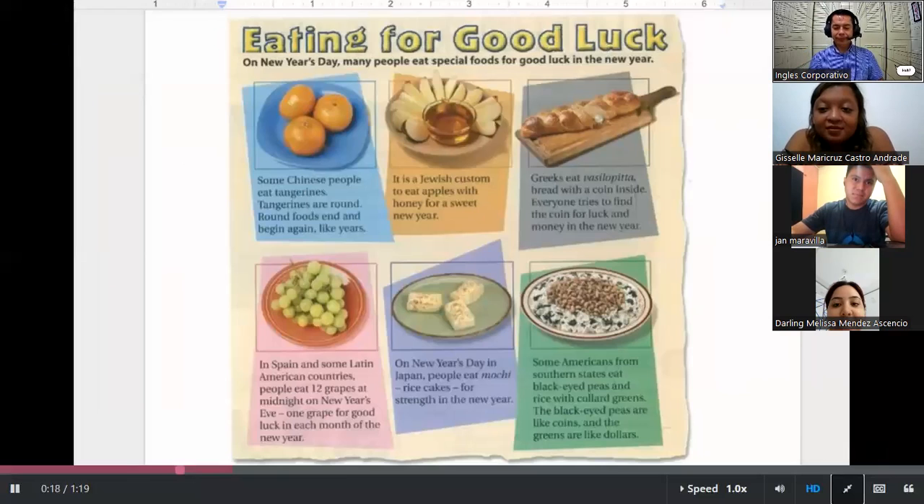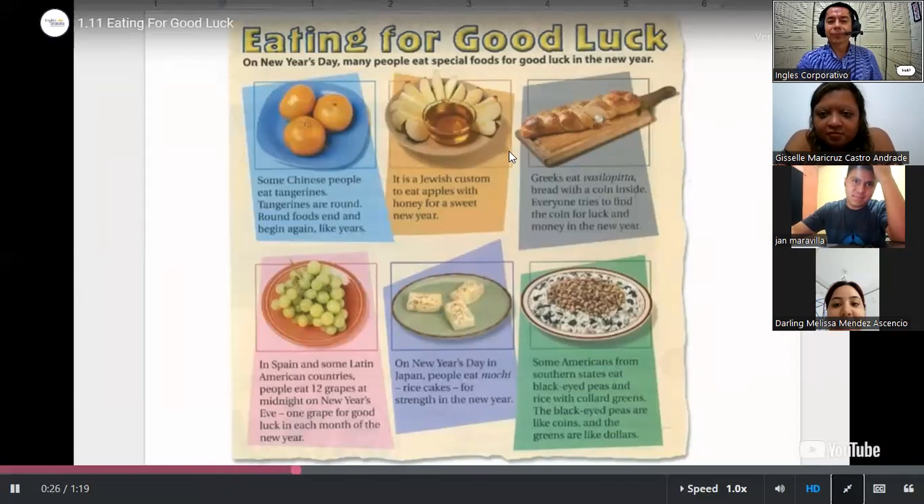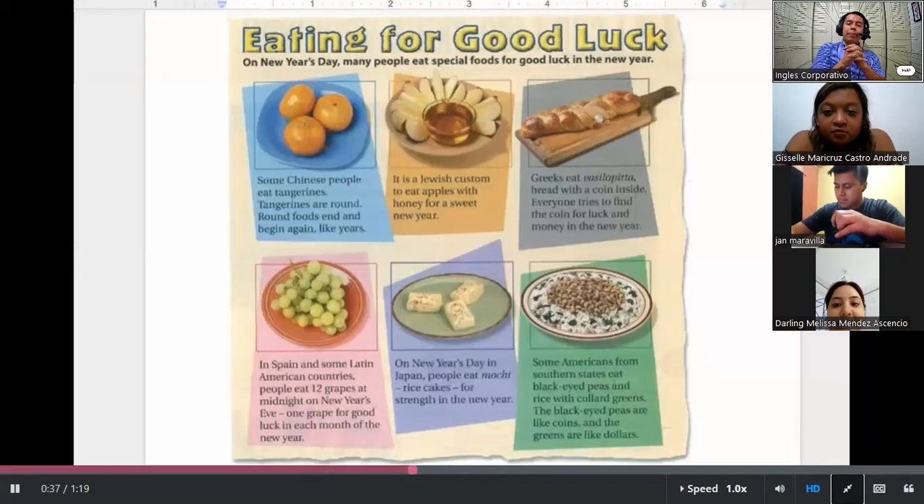Some Chinese people eat tangerines. Tangerines are round. Round foods end and begin again, like years. It is a Jewish custom to eat food for a sweet New Year. Greeks eat vasilopita, bread with a coin inside. Everyone tries to find the coin for luck and money in the new year.